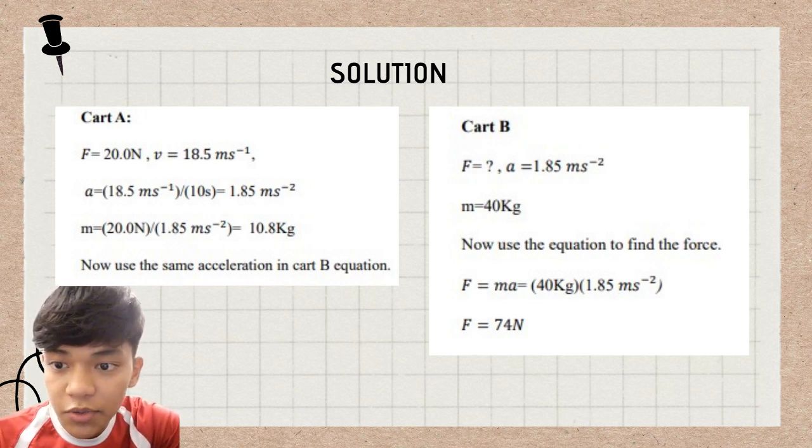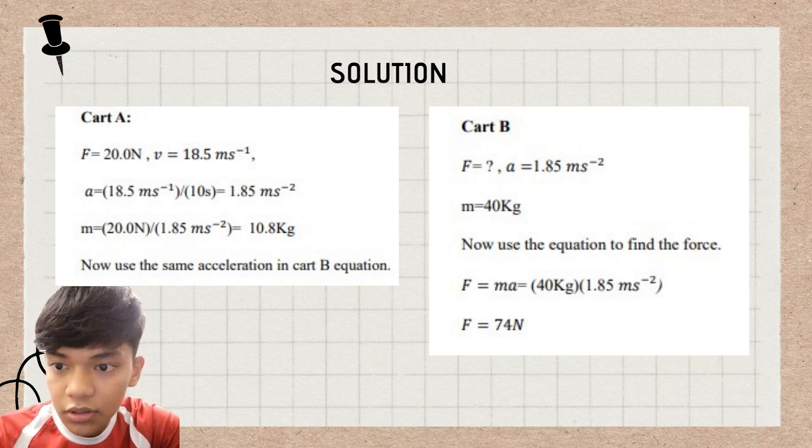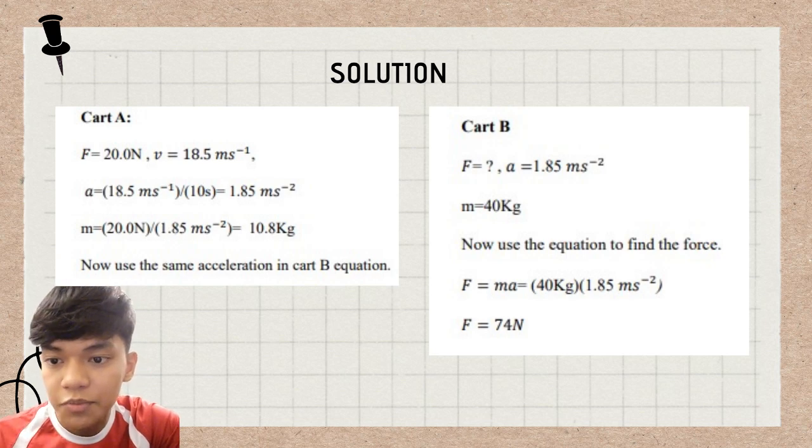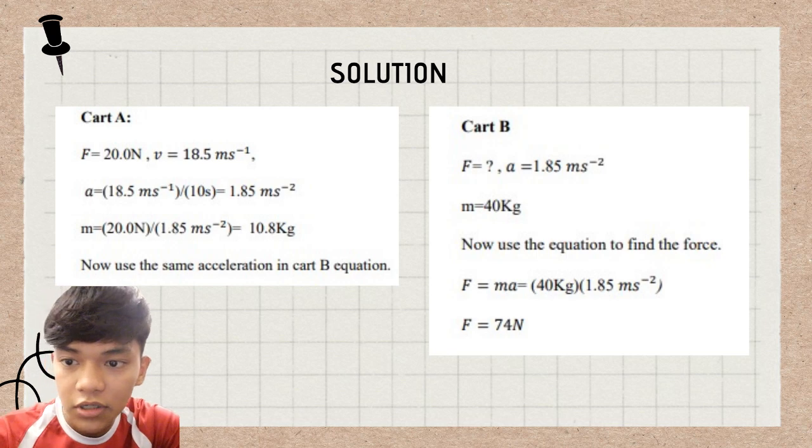Now use the same acceleration in the cart B equation. In the cart B equation, we don't know the F, the force, but we know we need the same acceleration. So a equal to 1.85. Our mass will be m equal to 40 kilogram. Now use the same equation and insert it: F equal to ma, which is 40 kilogram times 1.85.